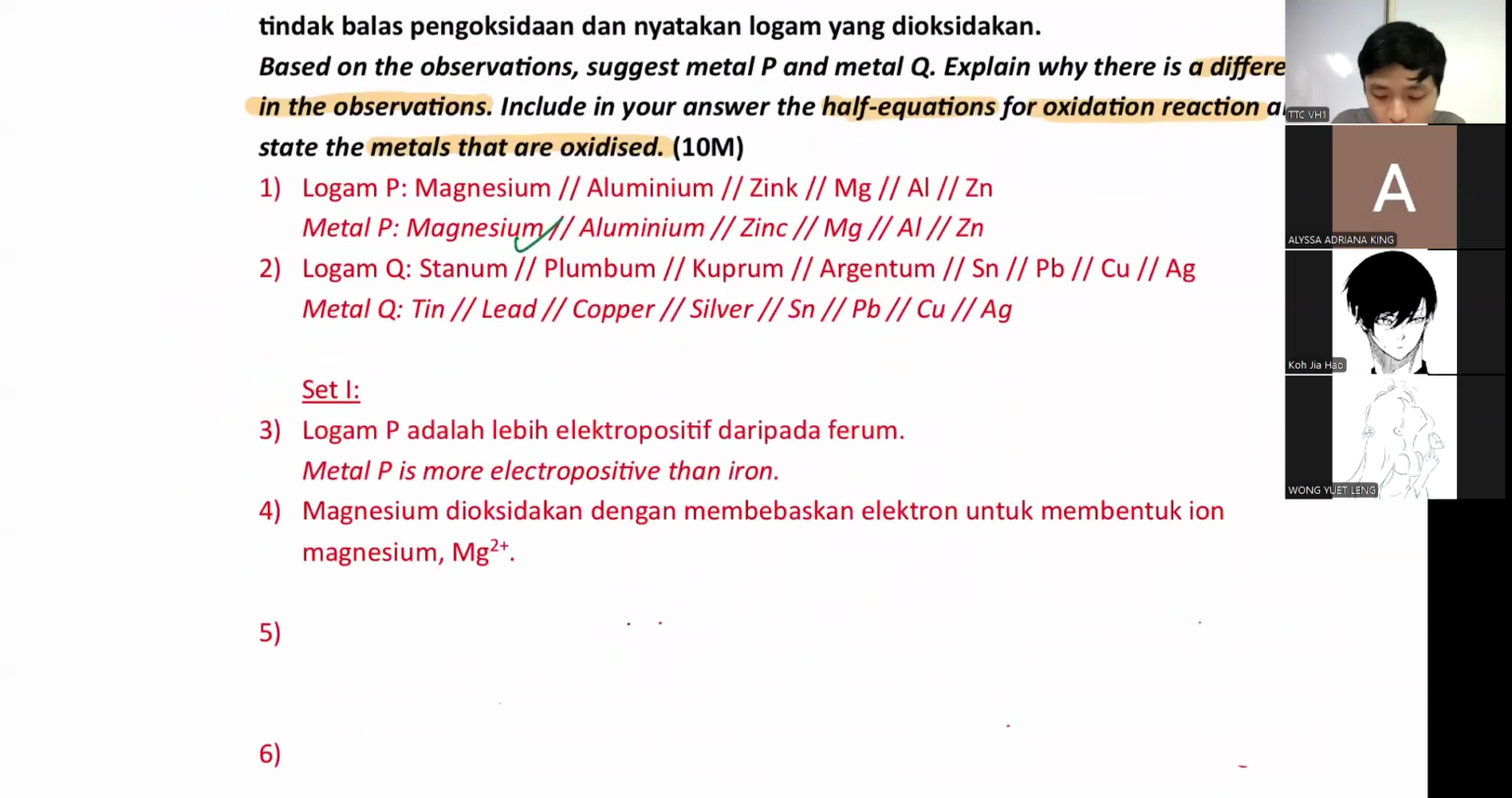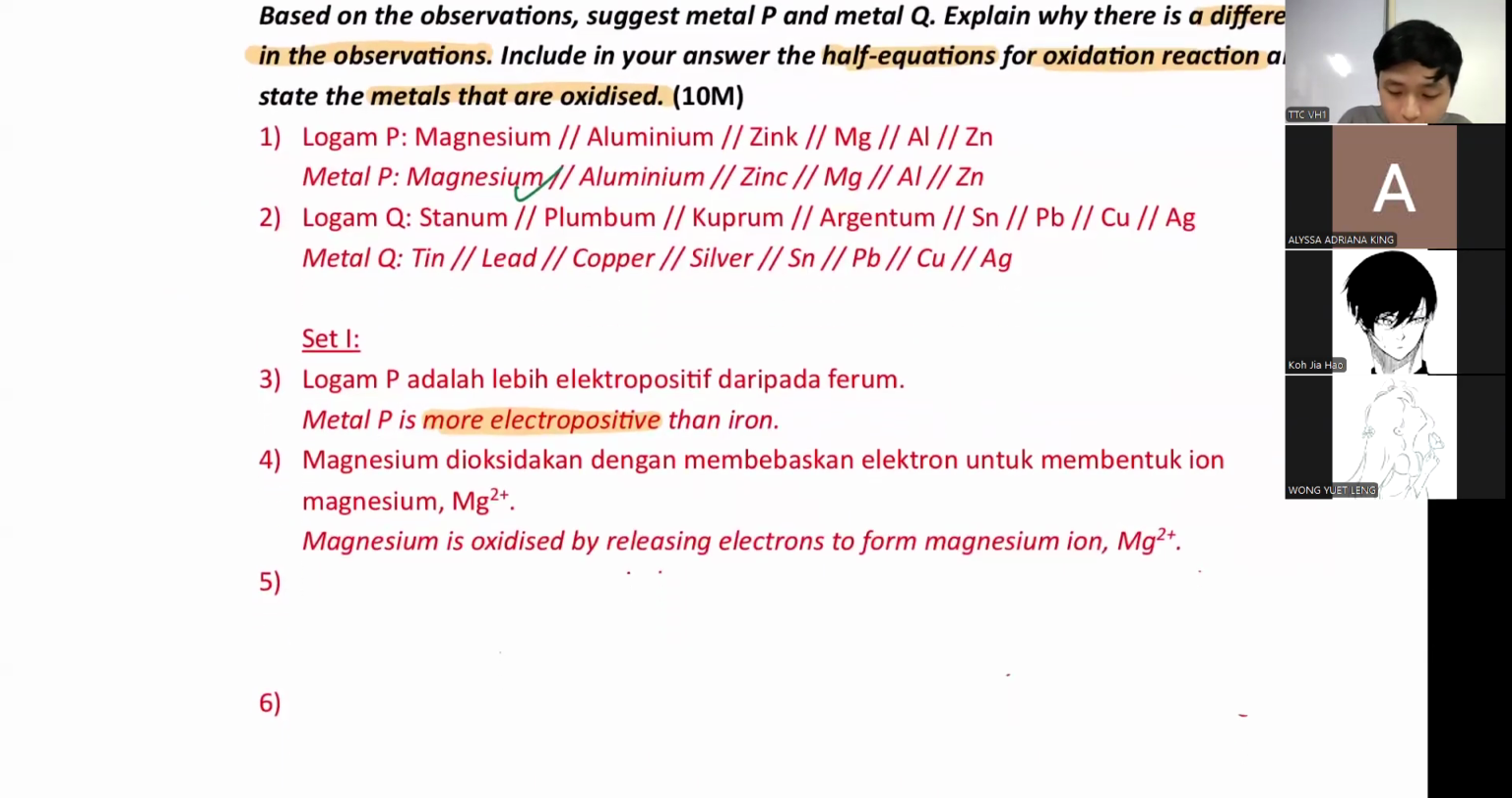Of course the most important word here is to compare which one is more electropositive. You know what the word means? Electropositive means the tendency to release electrons. P is higher. So P, being more electropositive, gets oxidized by releasing electrons to form Mg2 plus. Example.